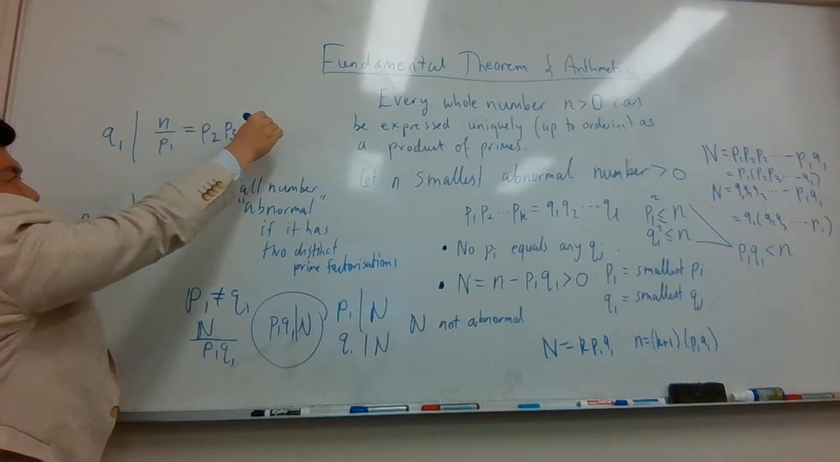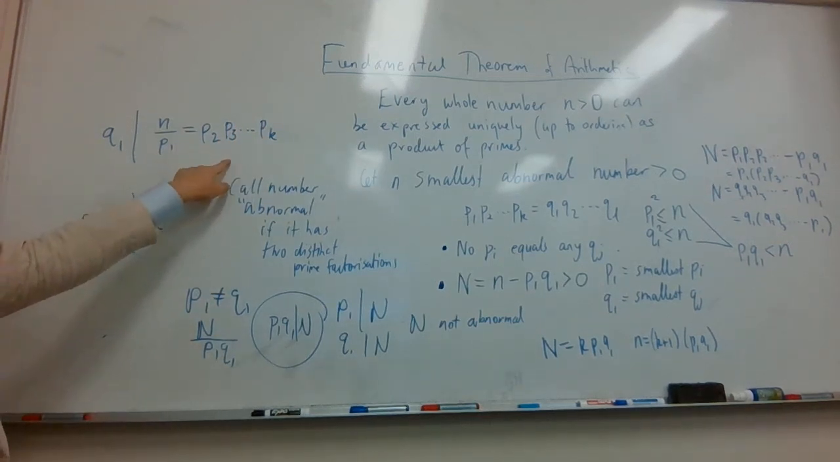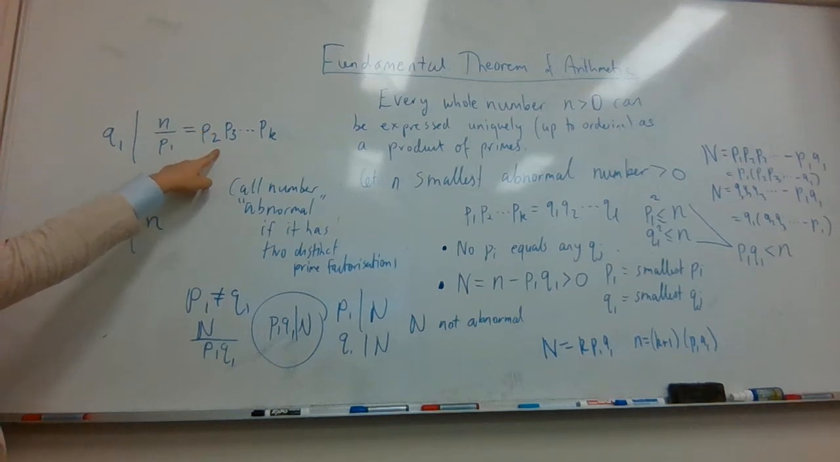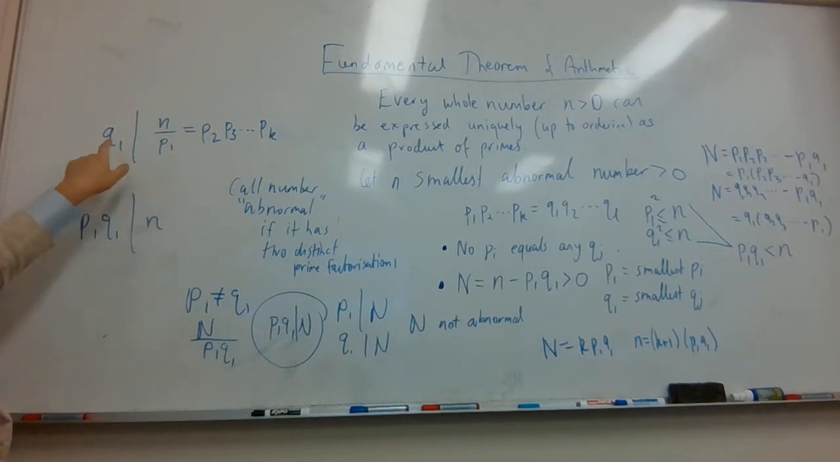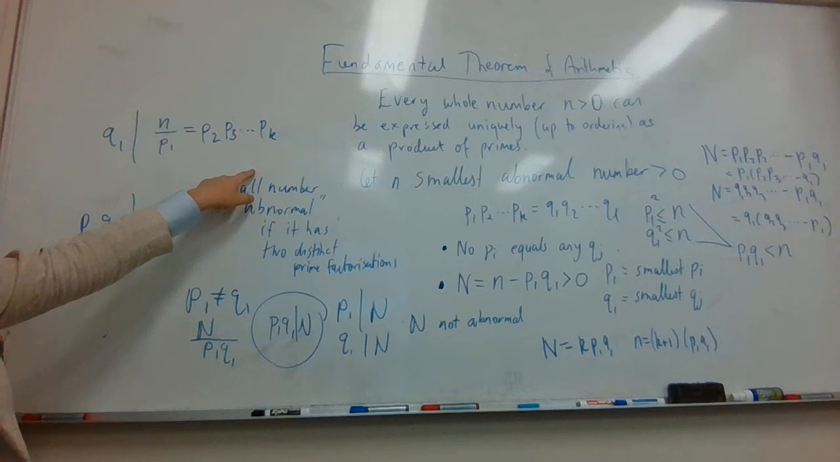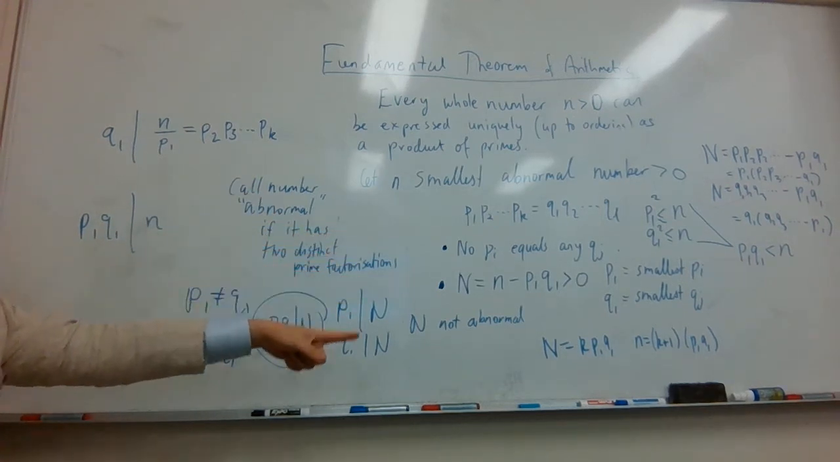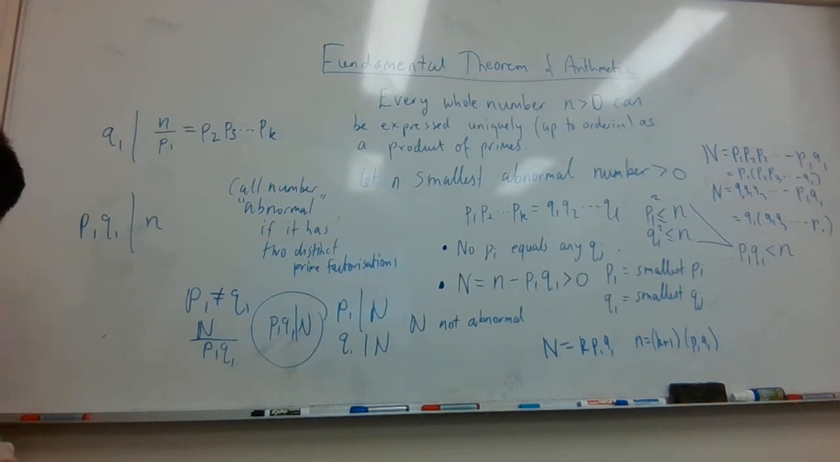Not only is it this, it's only this, because there's only one factorization, right? And now if Q1 divides that, that means Q1 has to be one of them because it's a unique factorization. But the hypothesis said that the P's were not equal to any of the Q's. You see the contradiction? It's kind of neat, huh?